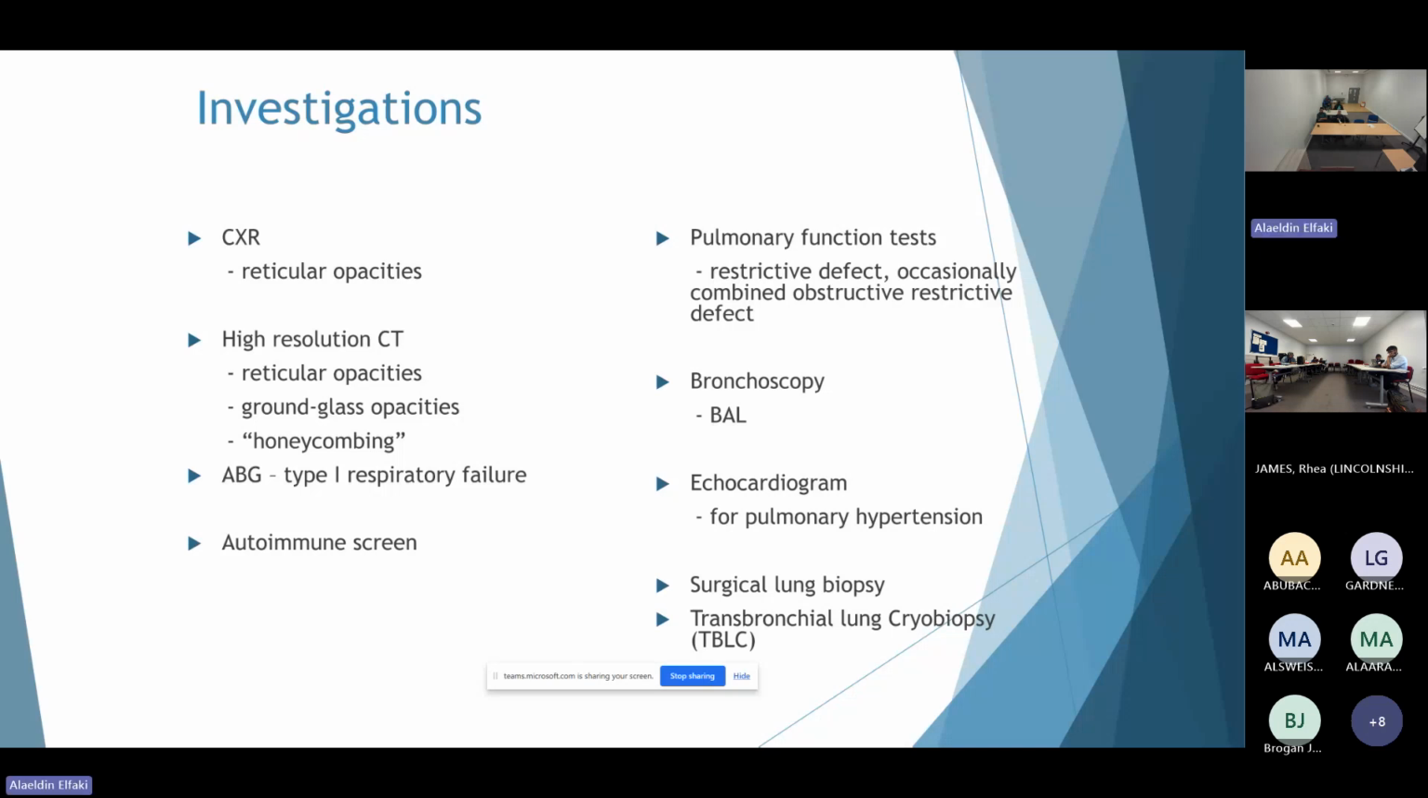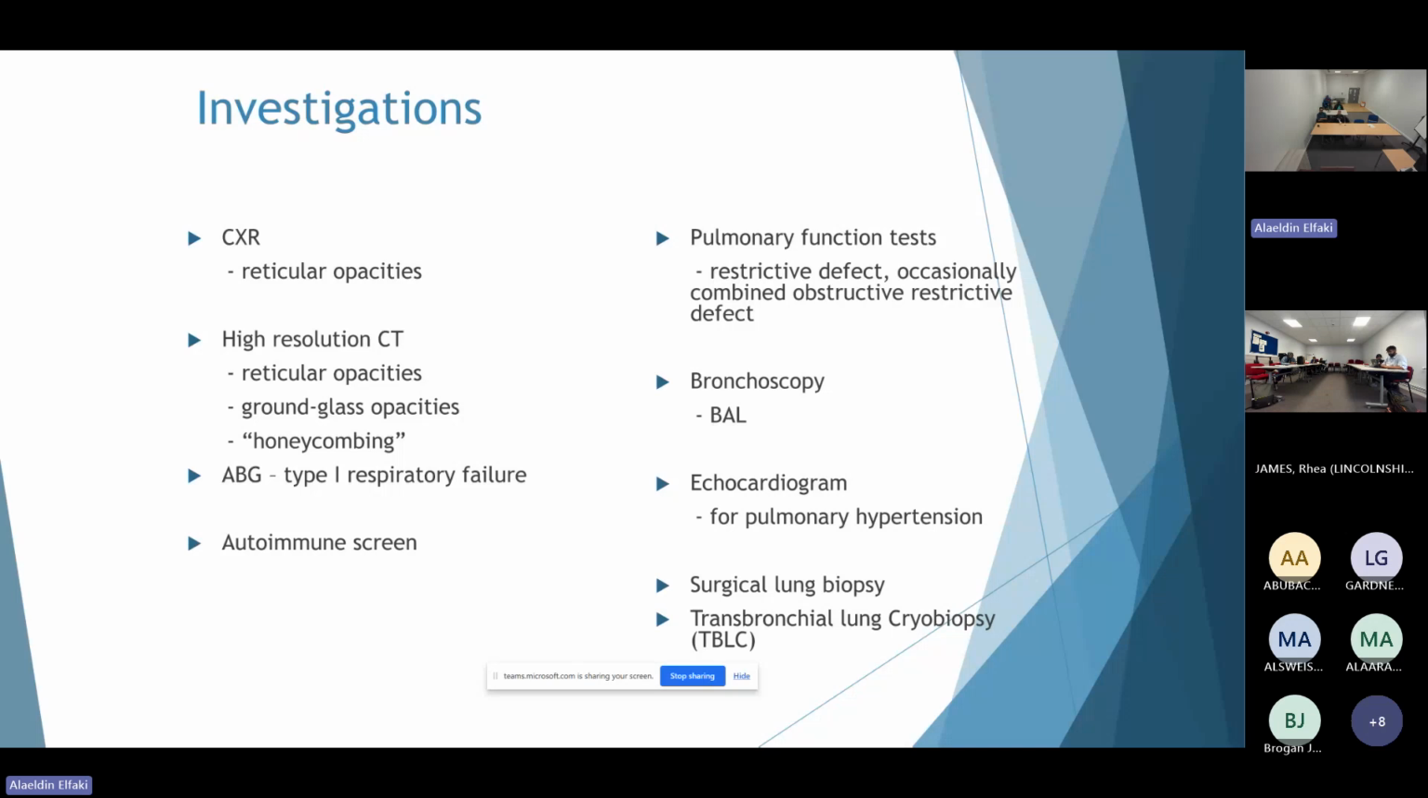Arterial blood gas is also important, and it will mostly be type 1 respiratory failure, unless in extreme cases or very advanced lung fibrosis, which might develop a type 2 respiratory failure, which is a sign of end-stage disease. Autoimmune screening is very important because some of the lung fibrosis or UIP pattern might be associated with other connective tissue disorders like scleroderma and others.